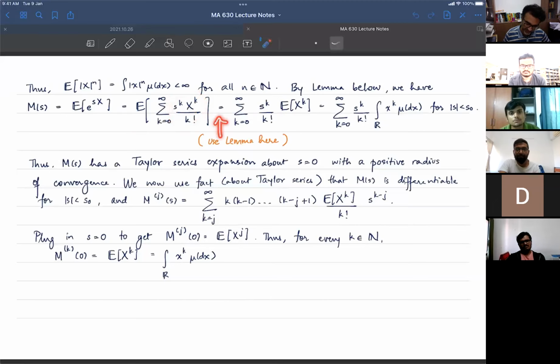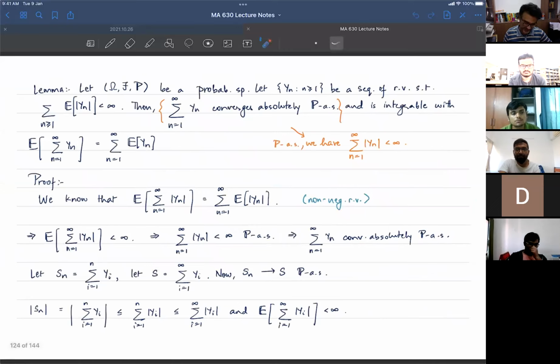So to fill in this gap, we needed a certain lemma. Let's go over that lemma. Okay, so the lemma says the following. Suppose omega, F, P is a probability space. Suppose Y_n, n greater than or equal to 1, is a sequence of random variables. And suppose that if I take the sum, n greater than or equal to 1, of expectation of the absolute value of Y_n, I get something finite.